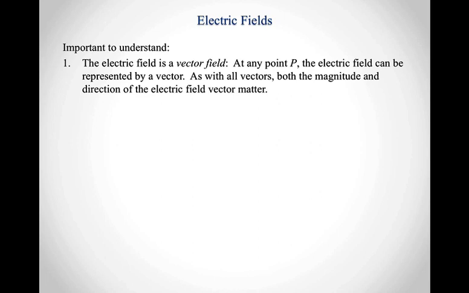Key things to understand about the electric field. One, it's a vector field. It's a vector field describing what's going on in space. So at any point P, the electric field can be represented by a vector. As with all vectors, the magnitude and direction of the electric field vectors matter. So they're going to tell you whether it's pointing away from your charge or towards your charge. They're going to tell you whether or not your source charge is positive or negative.